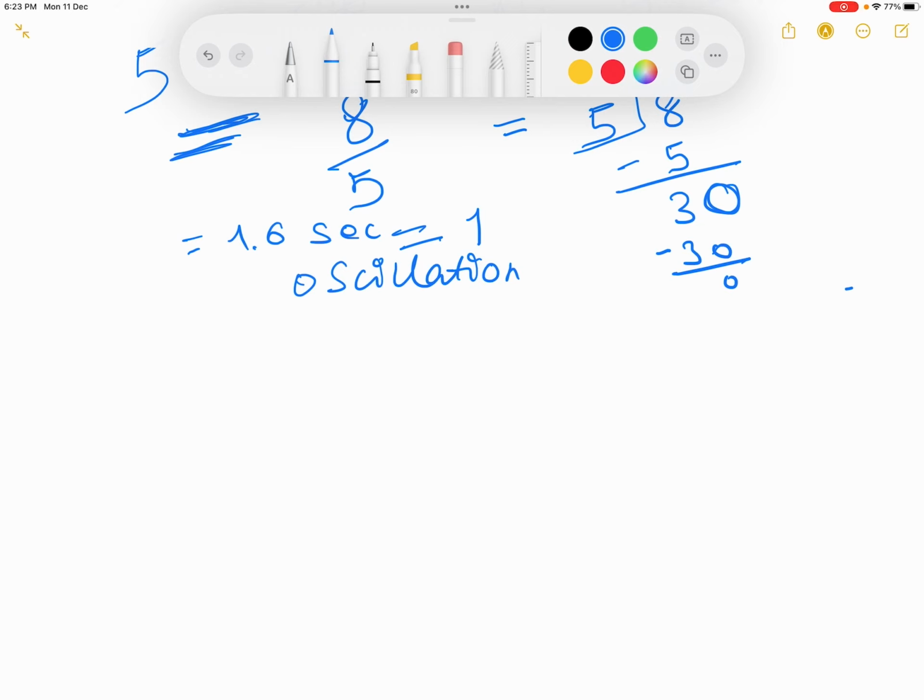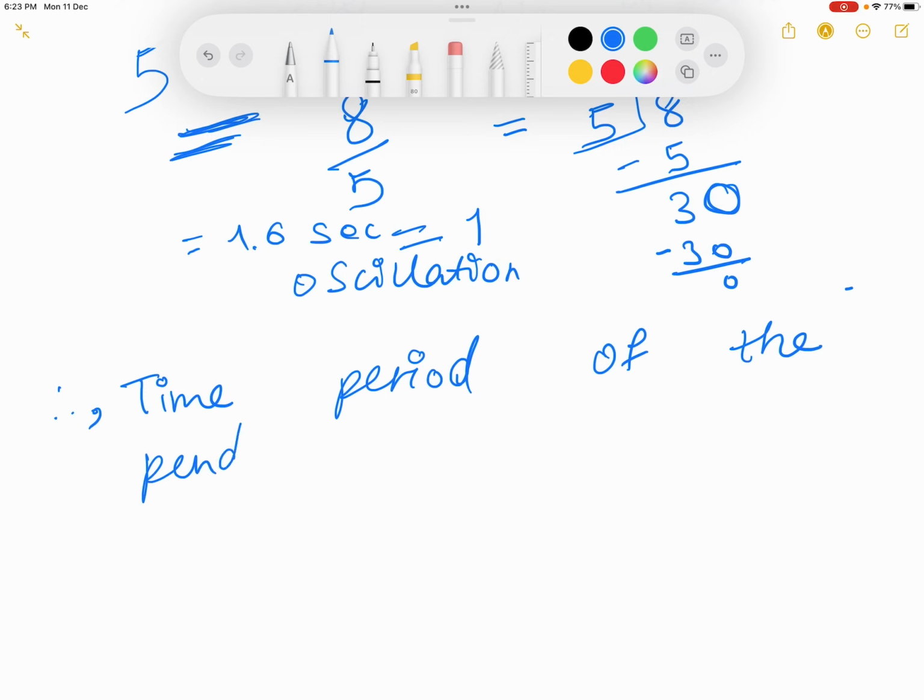right? So basically the time period, so therefore time period of the pendulum is 1.6 seconds. Right? Always write the end statement, otherwise teachers cut marks.